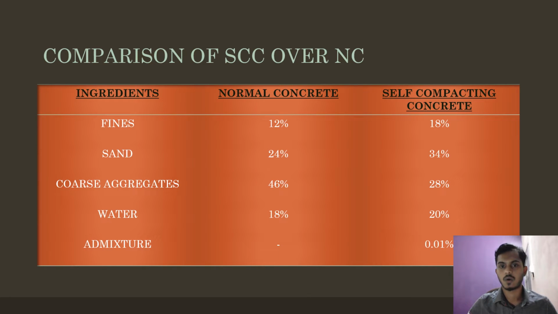Comparison of SCC over NC. Ingredients: fines, sand, coarse aggregates, water and admixtures. The normal concrete fines is 12%, sand is 24%, coarse aggregates is 46% and water is 18%. The self-compacting concrete fines shows 18%, sand shows 34%, coarse aggregate shows 28%, water shows 20%, admixture shows 0.01%.